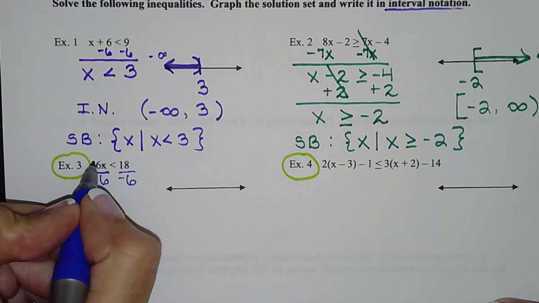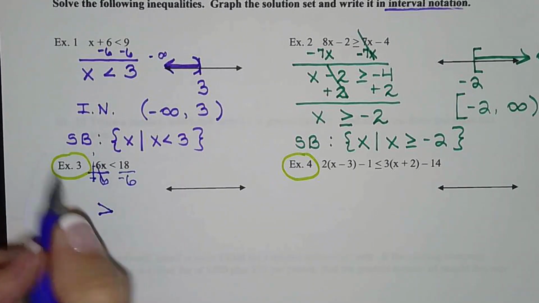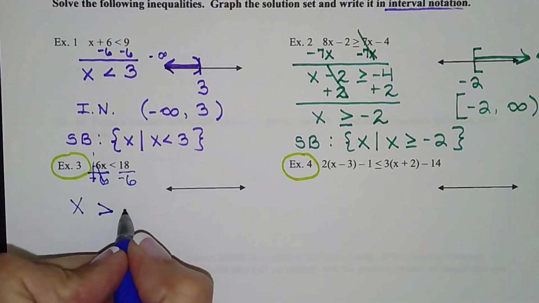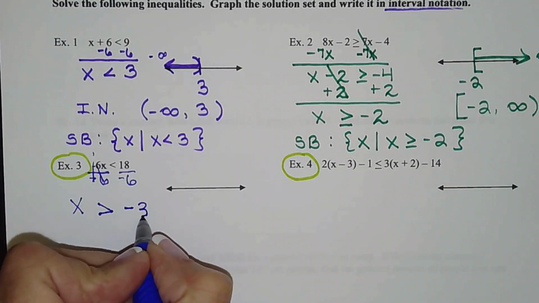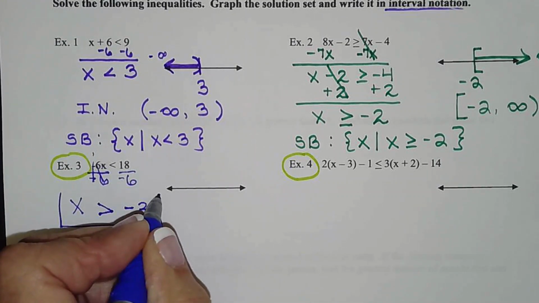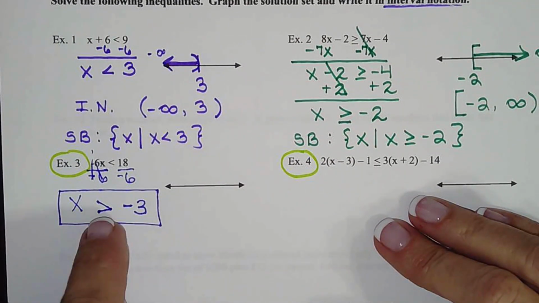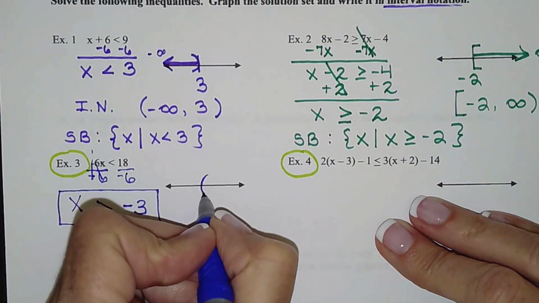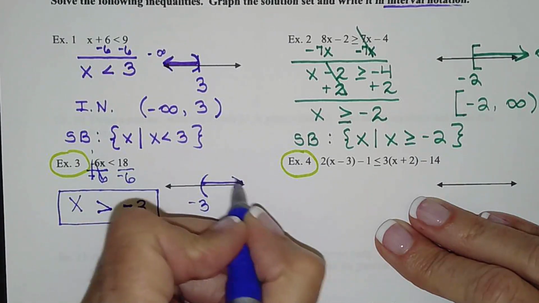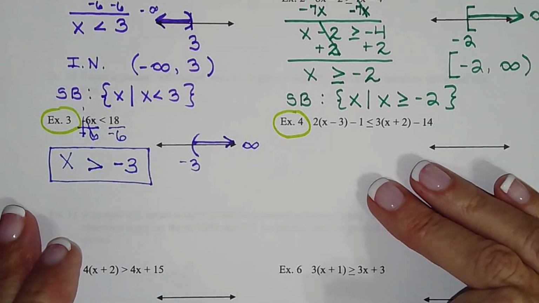So double negative, positive. 6 divided by 6 is 1. So we get x is now greater than, a positive divided by a negative is -3. So there is my solution. I can see it's greater than now, so I'm going to be shading right, and it's going to be a parenthesis. So label your -3, shade right, use a parenthesis, and label your infinity to get ready for your last step, interval notation.